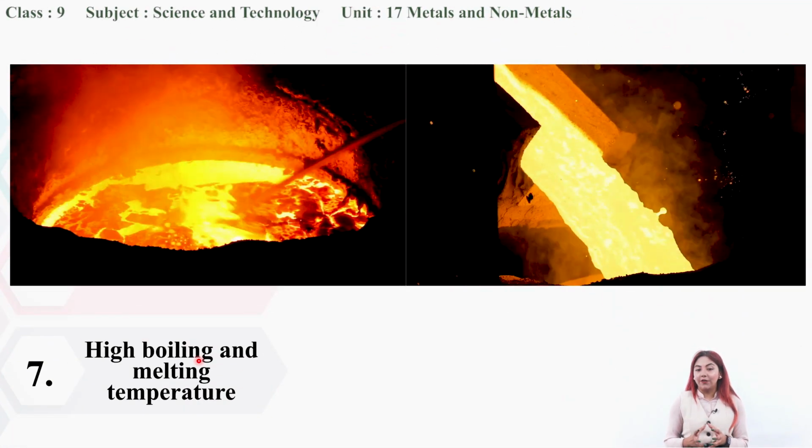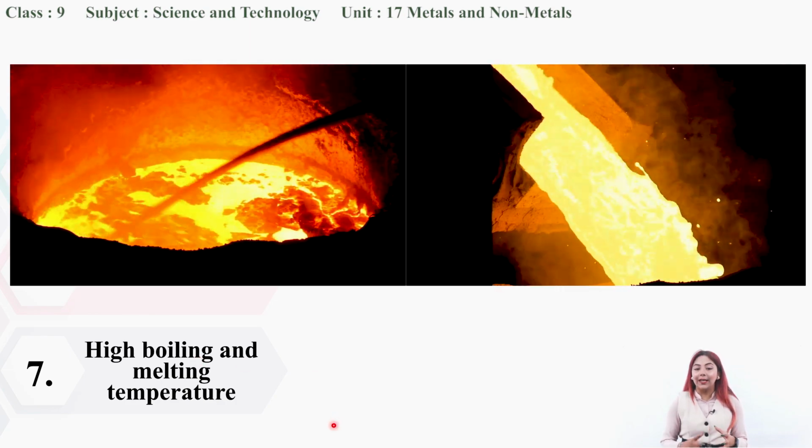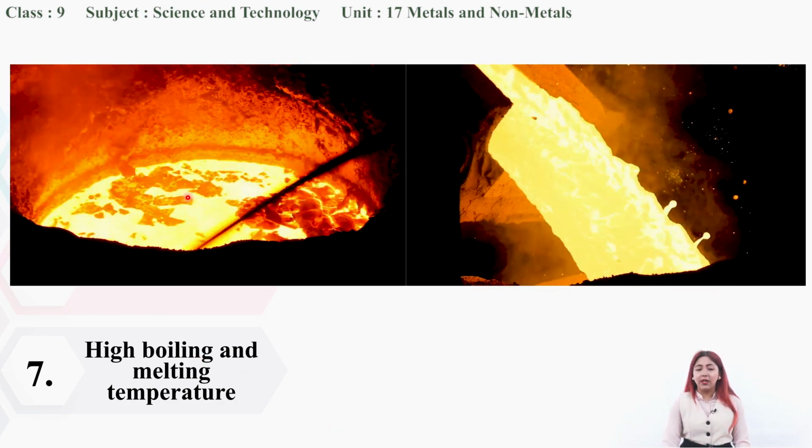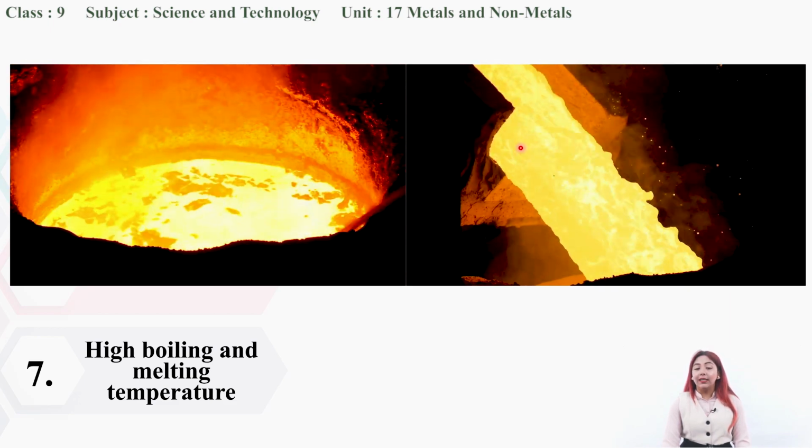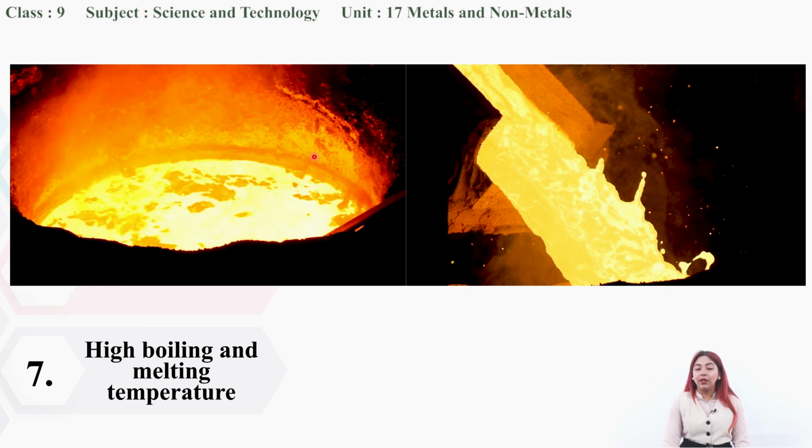Now, another property of the metal is that it has high boiling and melting temperature. You can see here in the figure, this metal is boiling and it is in molten form, and you can see from the figure that it is at a very high temperature. So metals usually have high boiling and melting temperatures, even though there are certain exceptions such as mercury. Mercury is found in liquid state even at room temperature, but as I mentioned earlier, exceptions cannot be taken as examples. So most of the metals have high boiling and melting points.